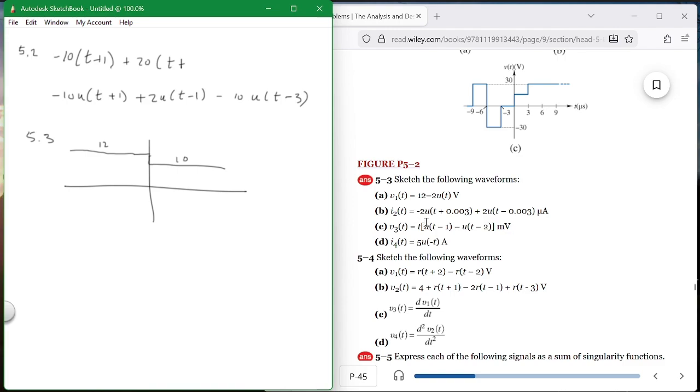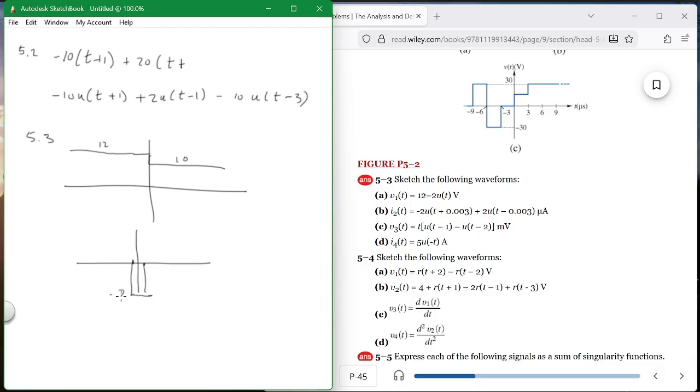B minus 2u(t) plus blah, blah, blah, plus u(t) minus. So this is a really short duration right at 0. Basically at t equals 0, you have 0.003 right here and plus 0.003 right here, and you go down 2, and then you go back to 0. So that's that one.